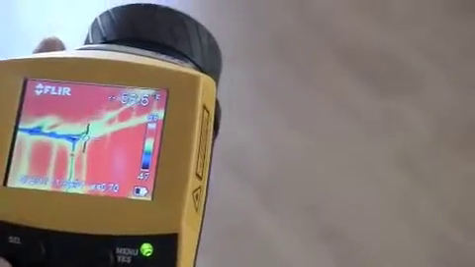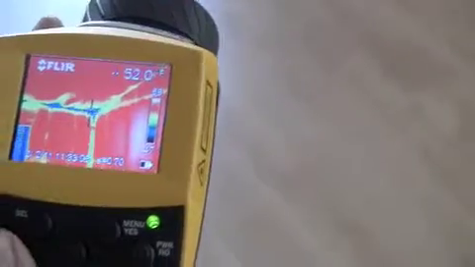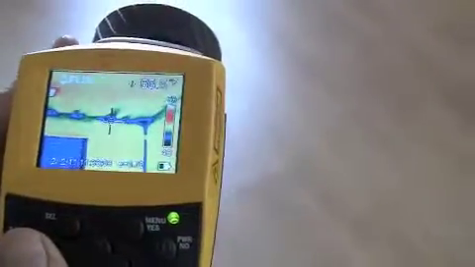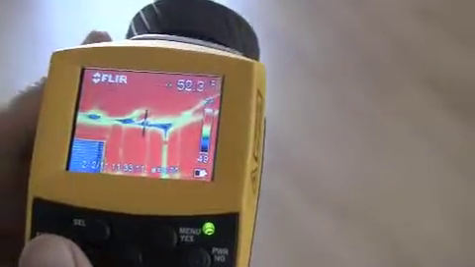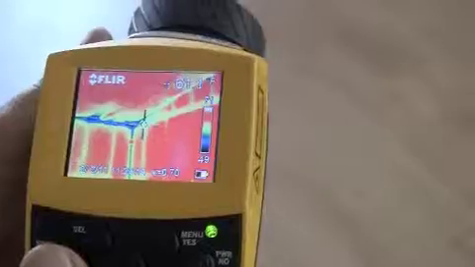Is that just incorrect installation or lack of insulation? Lack of and improper installation. Wow, look at that. That's your top plate? Yep.